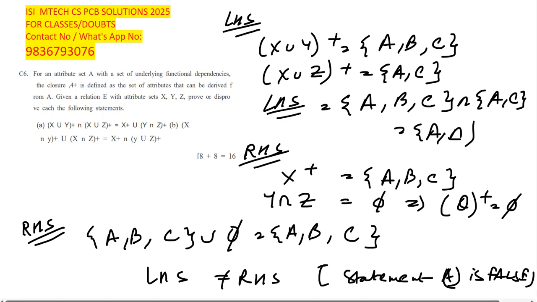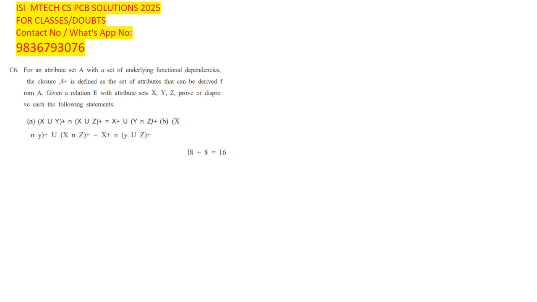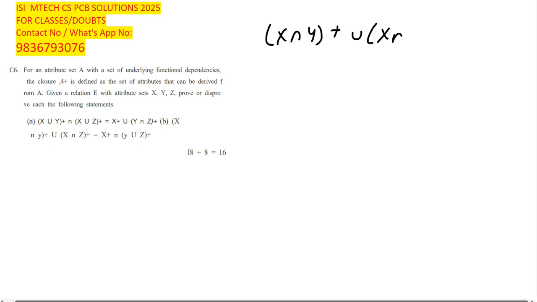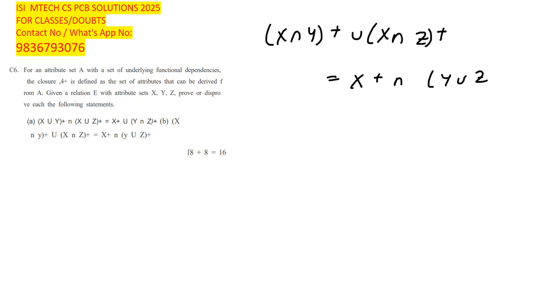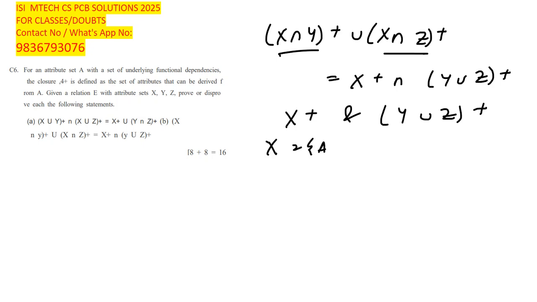Now time for B. Okay, so here for B, closure of and this. Okay, so here attributes derivable from both x intersection y and x intersection z. Okay, so what is my right hand side? It attributes common to x closure and closure of y union z. Okay, so we will use the same example, like we will use x is equal to A, y is equal to B, and z is equal to C.